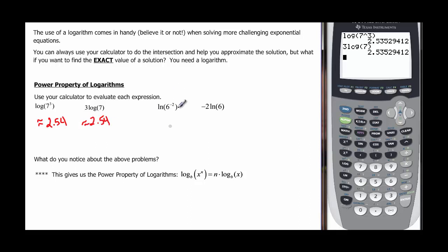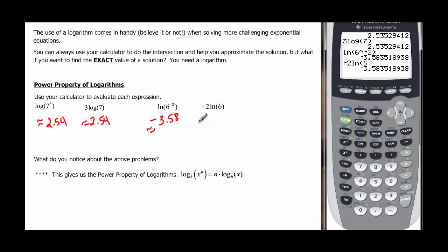Now let's look at this one. Natural log of 6 caret negative 2, close the parenthesis, and we find out that that is approximately negative 3.58. And if we do negative 2 and then ln 6, we get that same thing, negative 3.58. So what do we notice?